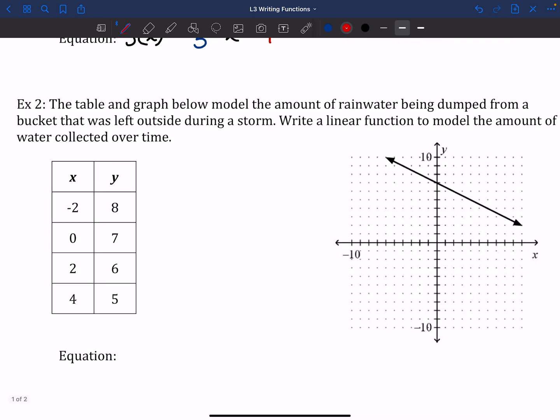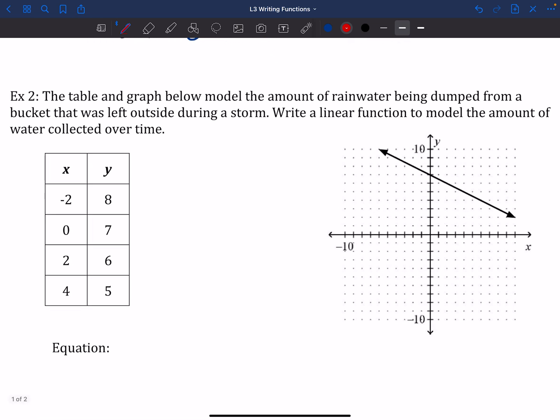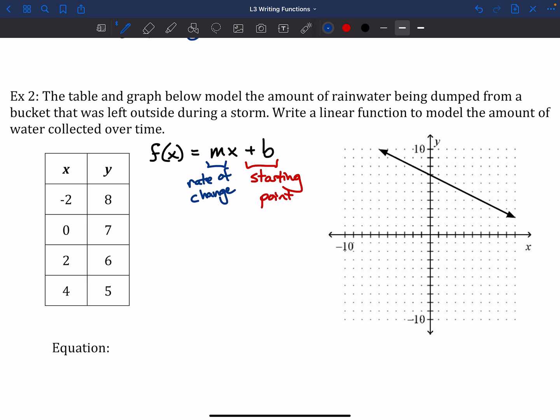All right, so hopefully you gave that a shot on your own, right? Let's talk about it. So again, what I need to do is I'm trying to come up with something that looks like f of x equals mx plus b, right? Where b is our starting point and m is our rate of change. All right, so that's really what we want to get to. So on the table of values, my starting point is just wherever the x is 0, we just go straight across from there. So my starting point is 7.